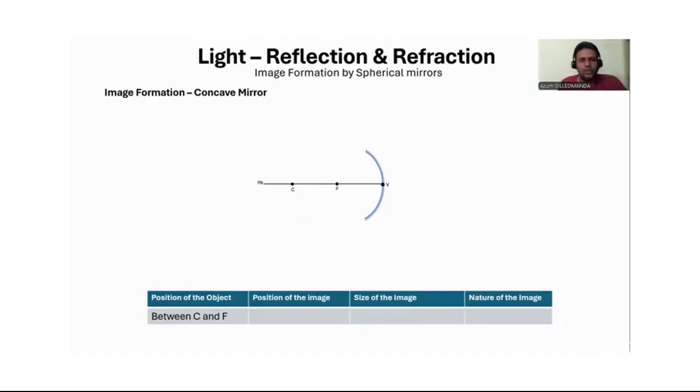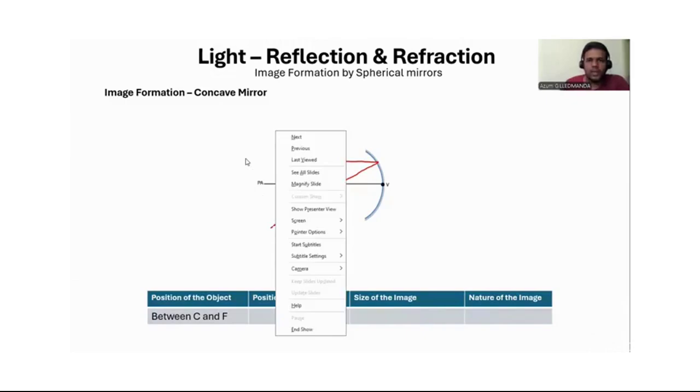In this scenario, the object is between the center of curvature and the focus. Okay, let's see. If the object is between C and F, I put an incident ray parallel to the principal axis. So the reflected ray should pass through the focus. Right? So that's one scenario.